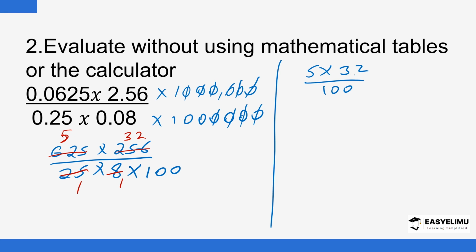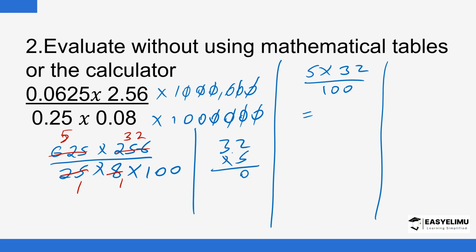So 5 by 32, that is going to be, if you multiply 32 by 5, we have 5 by 2 is 10, 0 carry 1, 5 by 3 is 15, plus 1 is 16. So 32 by 5 is 160. So this is 160 divided by 100.